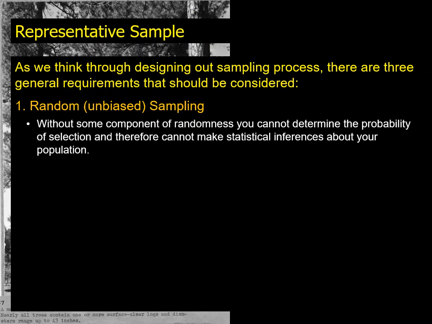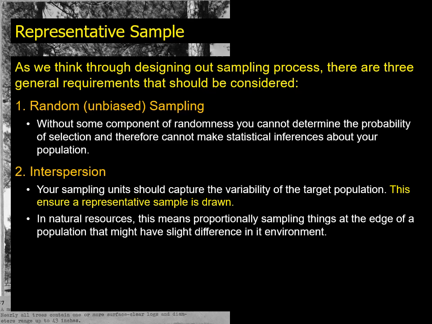As we think through all the considerations necessary to create a sampling design, we have to evaluate if they allow us to meet these requirements. First, do we have some kind of random sample? Without some concept of randomness, you cannot determine the probability of selection and therefore cannot make statistical inference about your population.